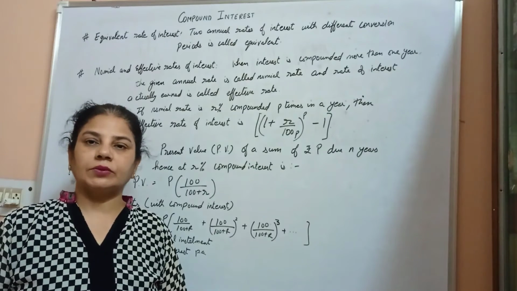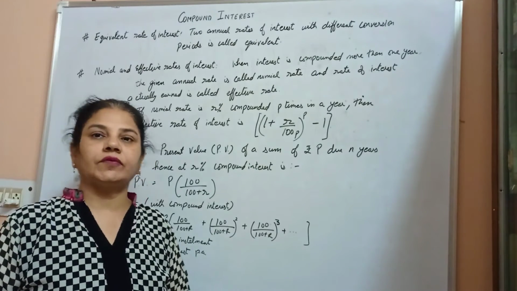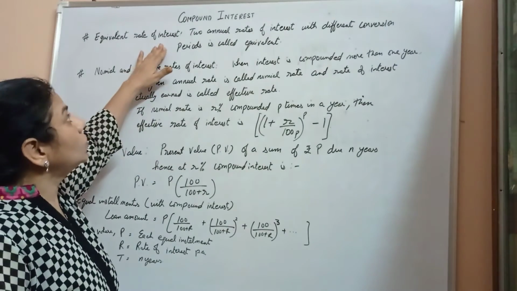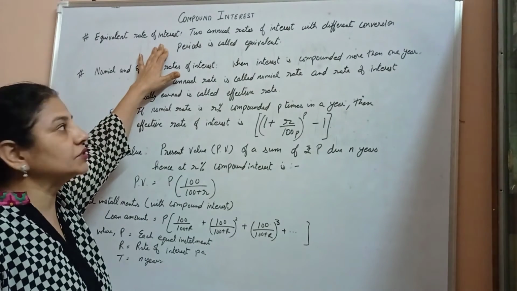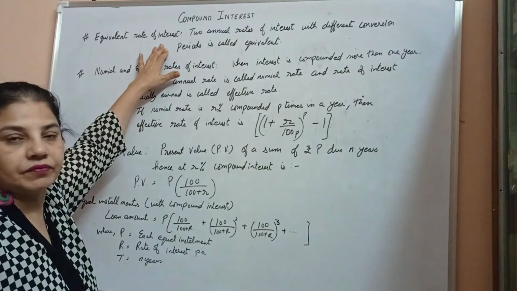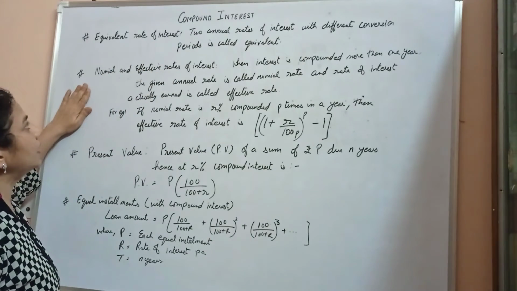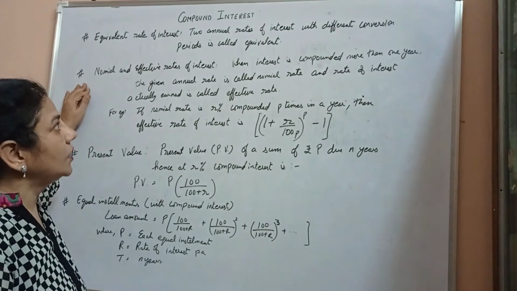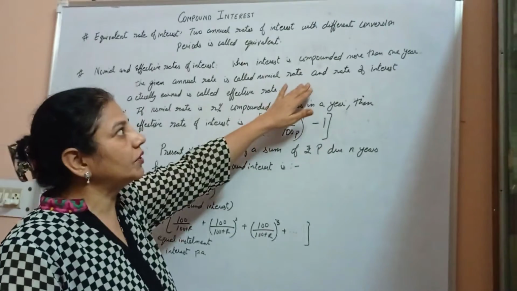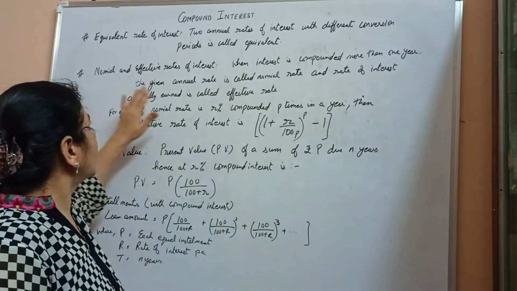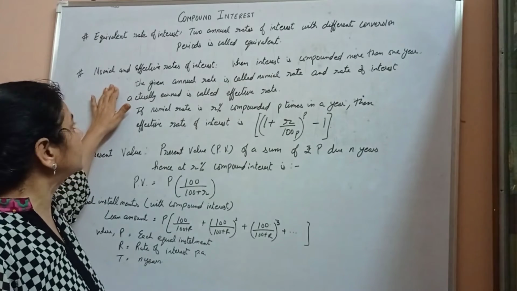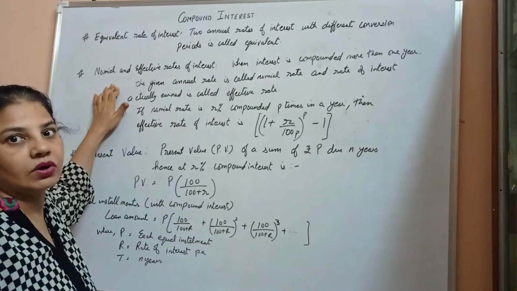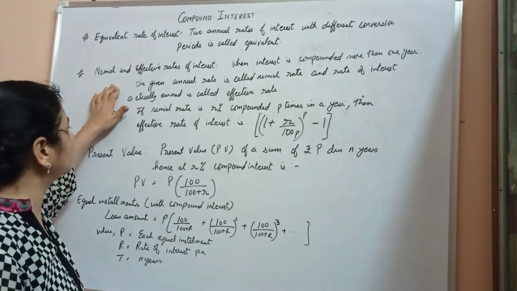Some more terms to calculate the interest. Equivalent rate of interest: two annual rates of interest with different conversion periods are called equivalent rates of interest. Nominal and effective rate of interest: when interest is compounded more than once a year, the given annual rate is called the nominal rate, and the rate of interest actually earned is called the effective rate of interest.